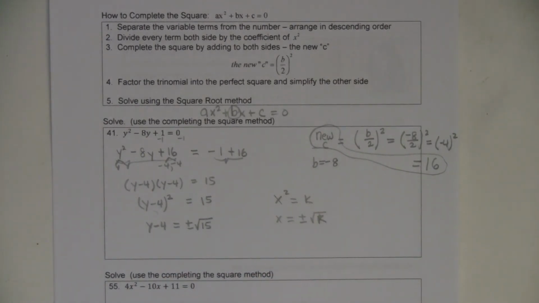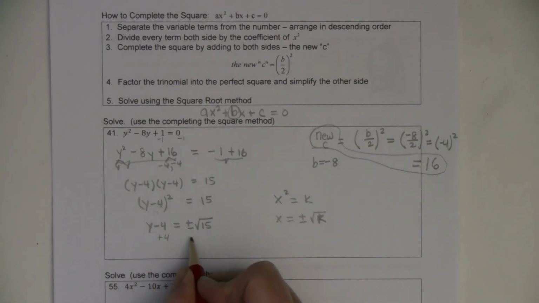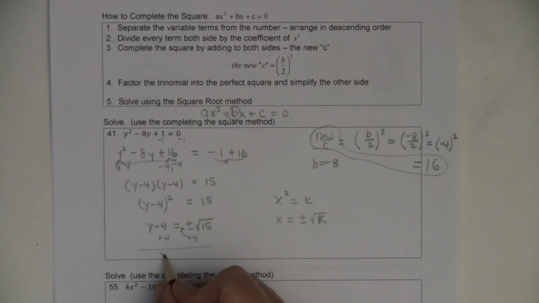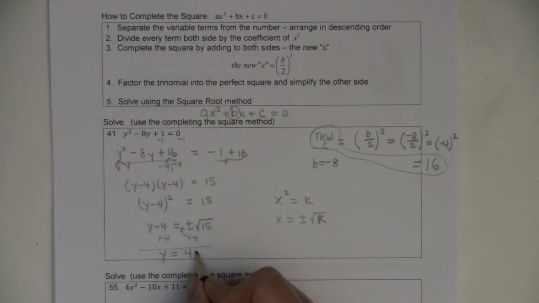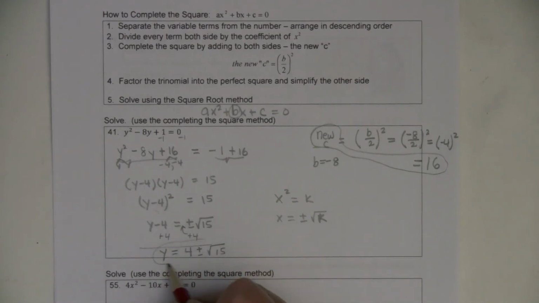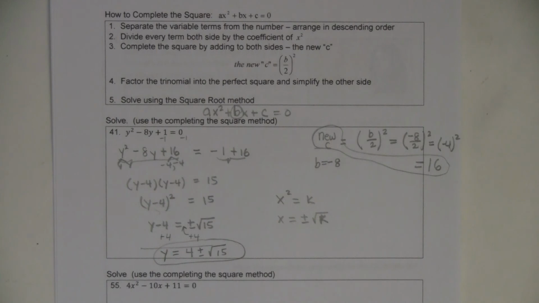And reduce it if it reduces, right? And 15 doesn't reduce. The square root of 15 doesn't reduce because 15 is 3 times 5. So now all I have to do is solve for y. All I have to do is add 4 to both sides, and those are not like terms. So I'm going to get y equals 4 plus or minus the square root of 15, and that would be our answer.